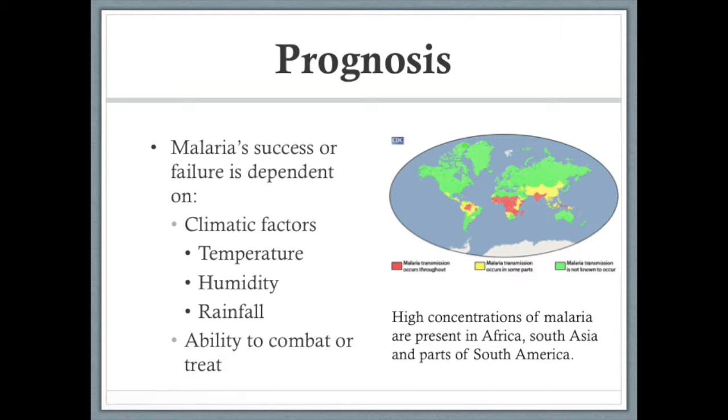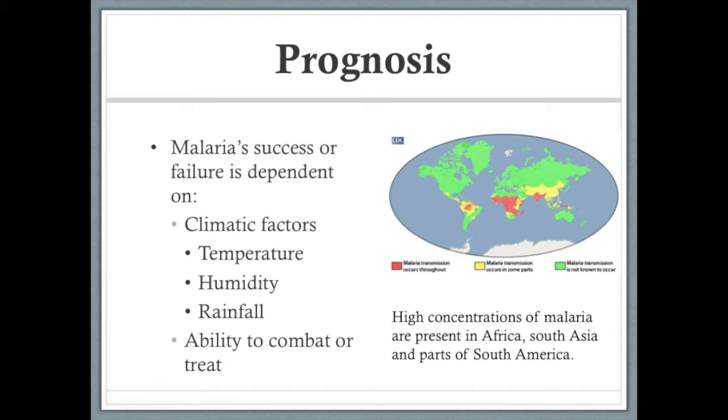The disease's manifestation depends predominantly on climatic factors such as temperature, rainfall, and humidity. Transmission will not occur in deserts or at high altitudes. Generally, malaria is transmitted at high concentrations in warm regions near the equator.